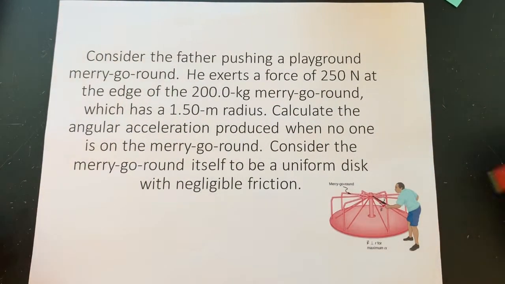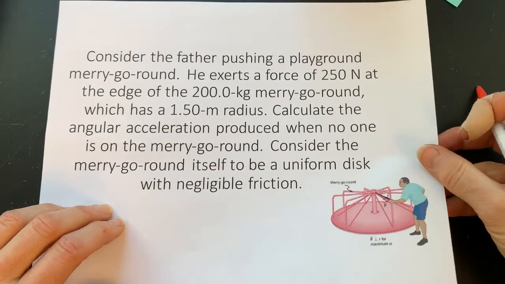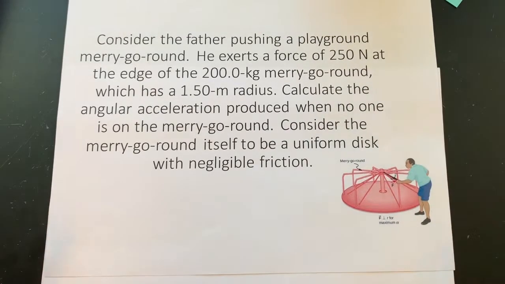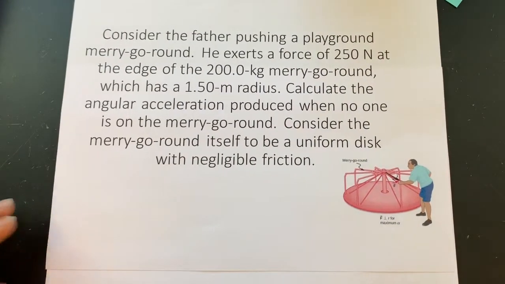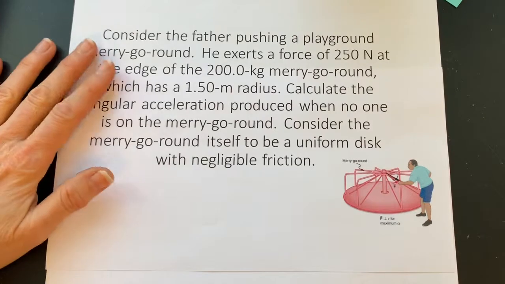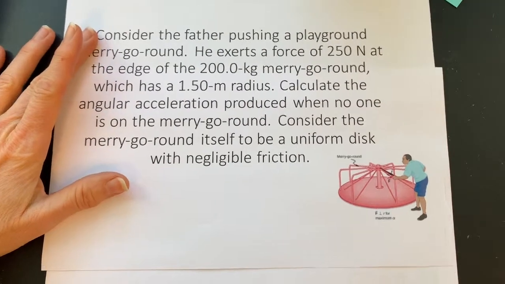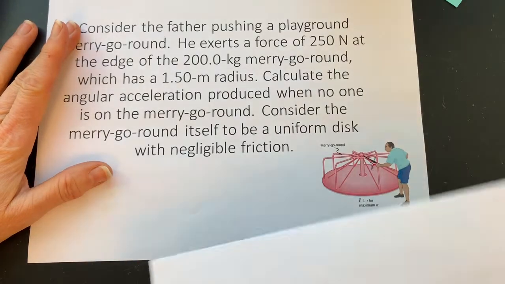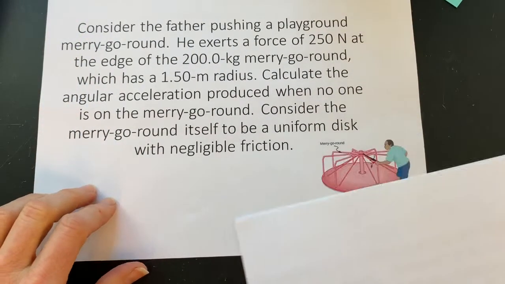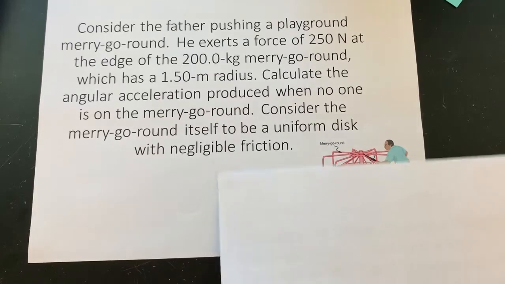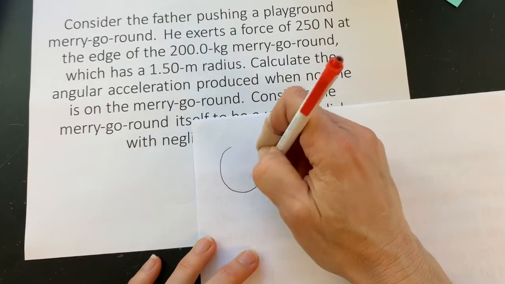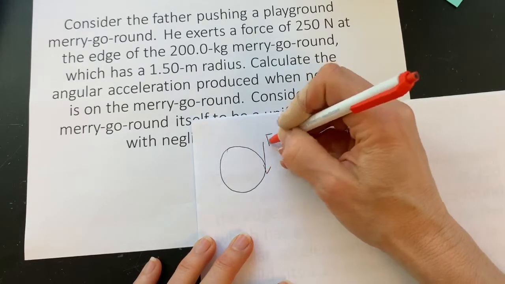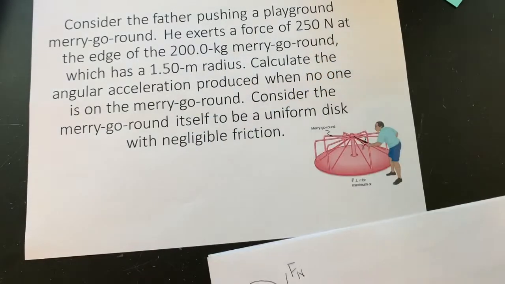So here's a problem. Consider a father pushing a playground merry-go-round. He exerts a force of 250 newtons at the edge of a 200-kilogram merry-go-round, which has a 1.5 meter radius. Calculate the angular acceleration produced when no one is on the merry-go-round. So what is that going to look like? We're considering that as a disk. So before we start, we're going to draw a picture. Here's my merry-go-round. I'm going to draw a top view, and let's say the father is pushing this way. Just pick a direction.